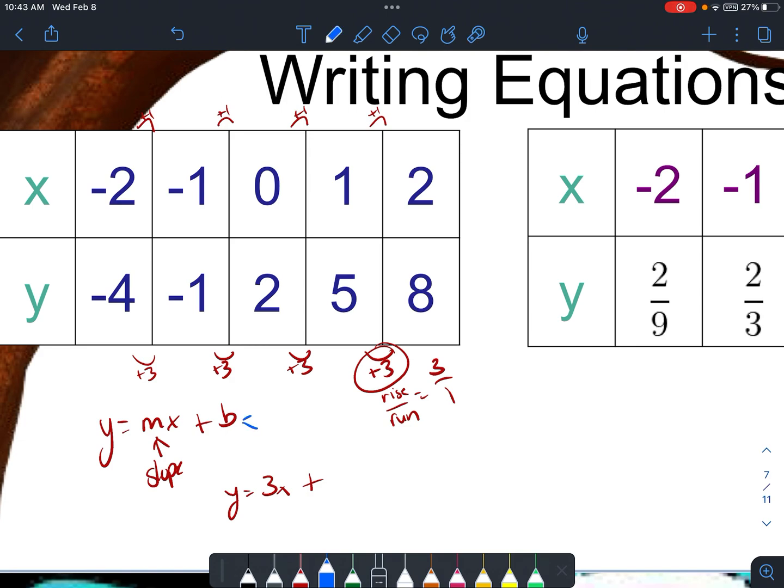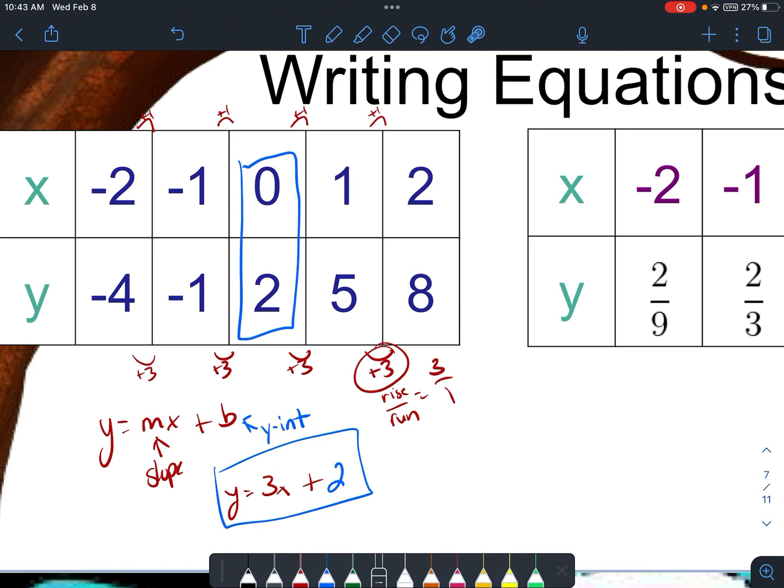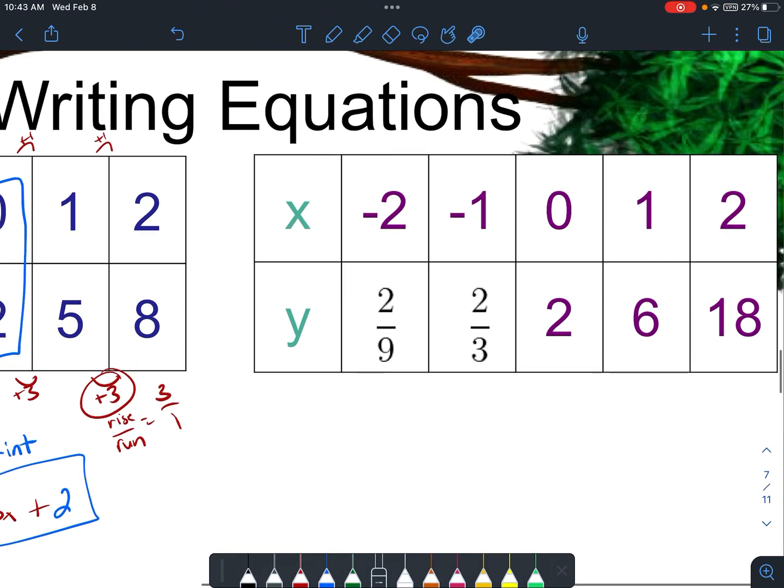So this was our y-intercept. And the way we found our y-intercept was locating wherever x was 0. So wherever x is 0, that is our y-intercept. So in this case, it's going to be 3x plus 2. Right, now that piece of information is the biggest piece that we're going to steal and apply over here.